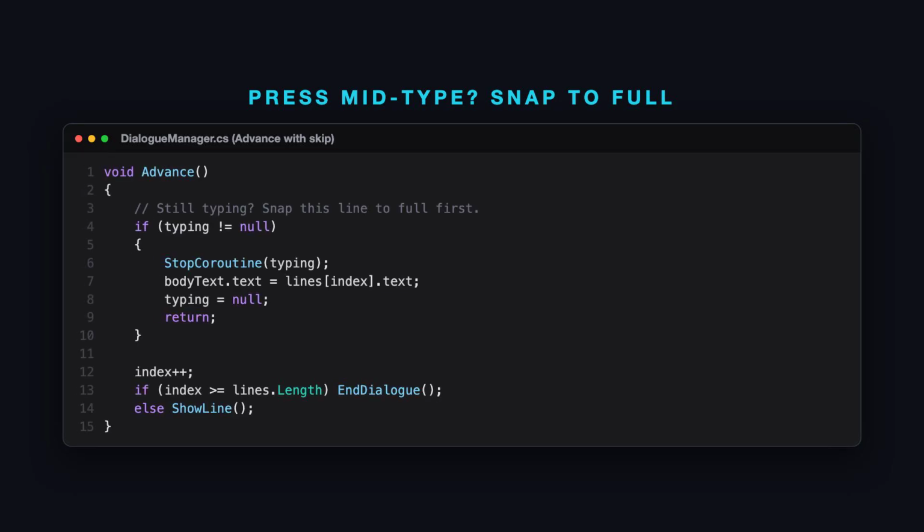And one more polish. If the player presses advance while the text is still typing, don't skip to the next line, snap this line to full instead. So at the top of Advance, if typing is still running, we stop it, set the body text straight to the full line, and return. First press fills the line, second press moves on. That's exactly how real dialog boxes feel.